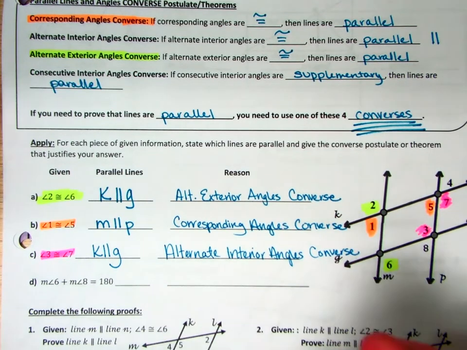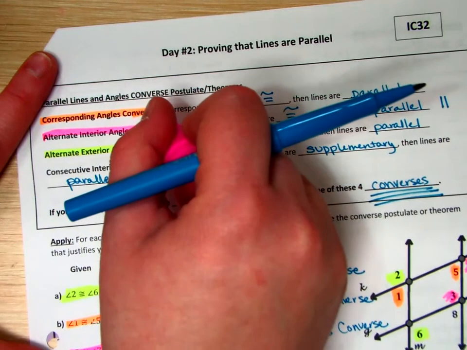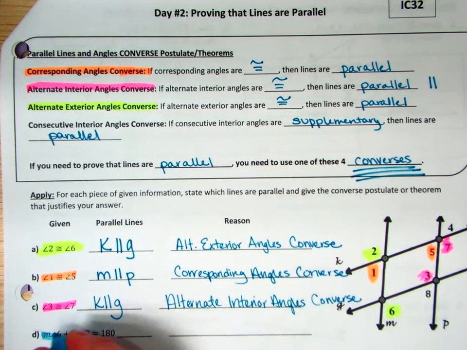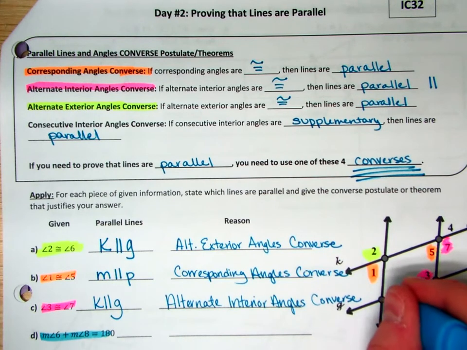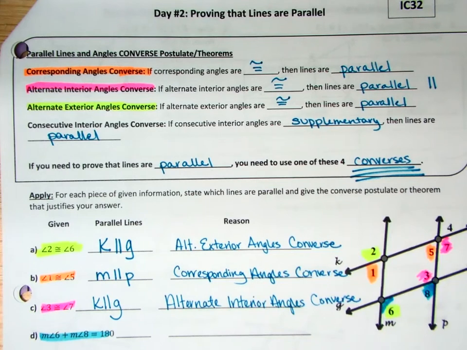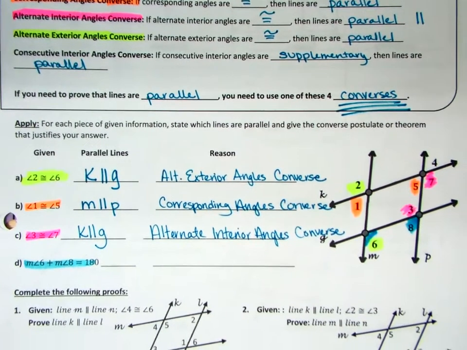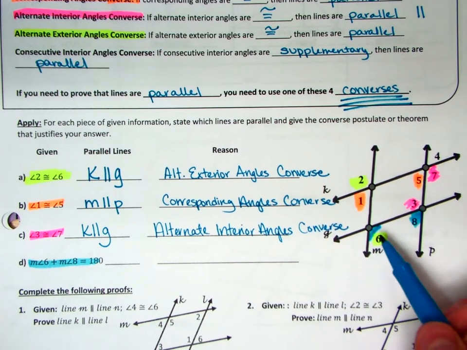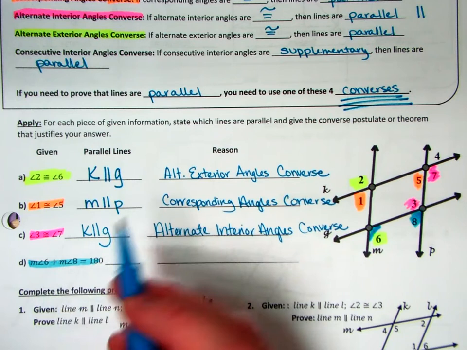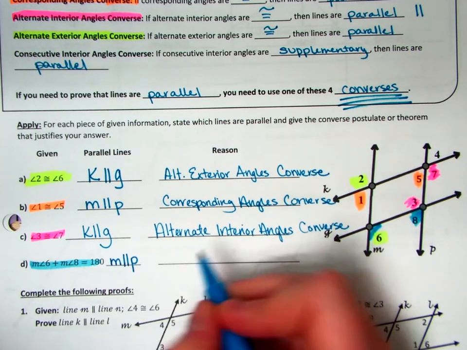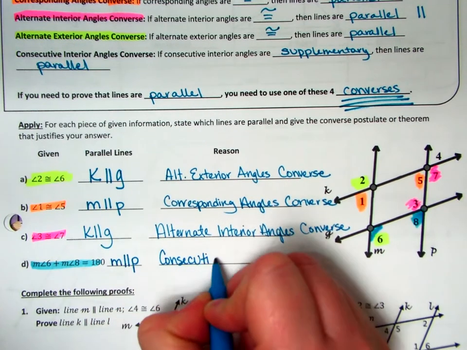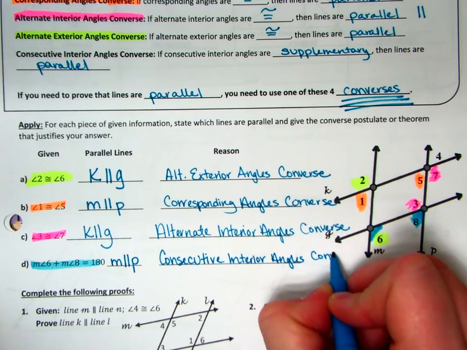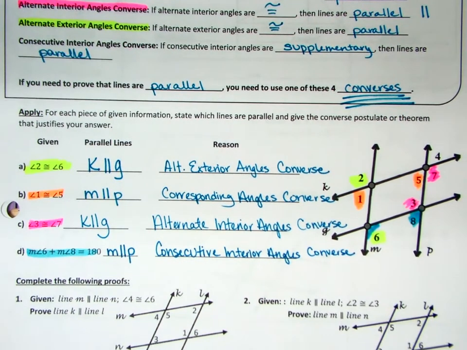The last example that we need, which I'm highlighting up here, is consecutive interior angles. I'm going to do this one in blue. We're looking at this angle here, and this angle here. Let me move those back up, I apologize. They're on the same side. They are on transversal G, which means they're between the parallel lines M and P. The reason I can say the lines are parallel is that these angles add up to 180, which is the definition of supplementary. So M is parallel to P. This is the consecutive interior angles converse. Up above, I'm going to highlight that in blue.